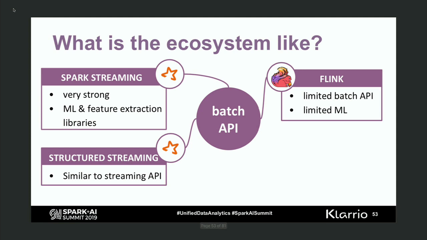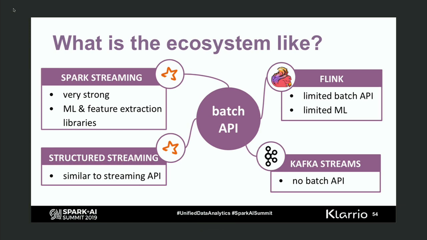For Flink and Kafka Streams, on the other hand, this is slightly different. Flink offers a very limited batch API and also limited machine learning. They are even refactoring their entire machine learning library at the moment, moving a bit more towards Spark. They also use pipelines and these types of stages that you now have in ML pipelines in Spark.